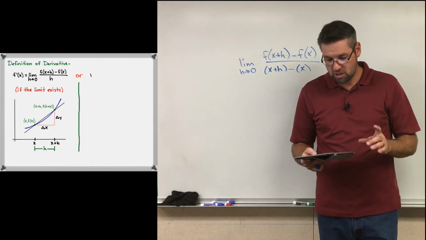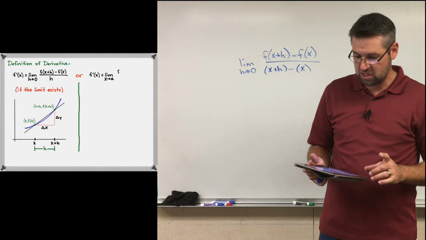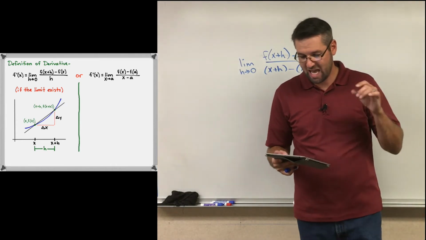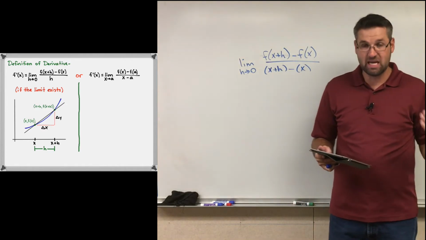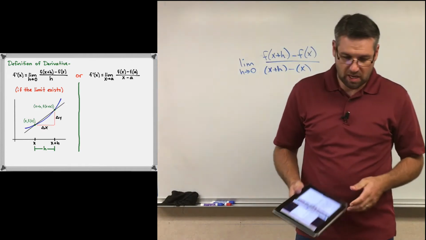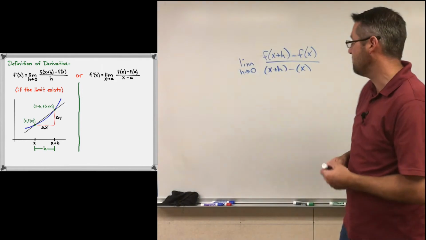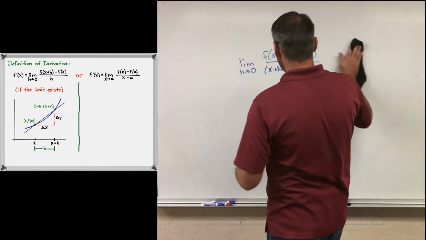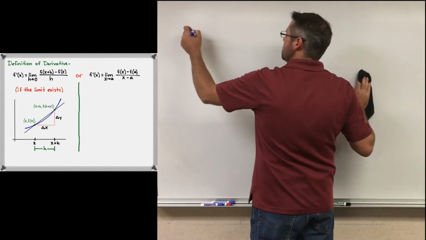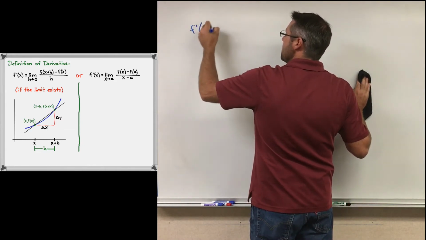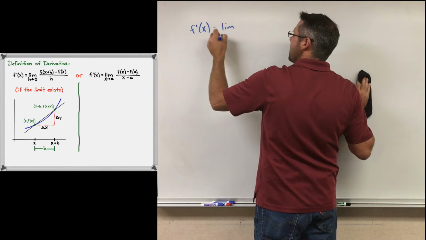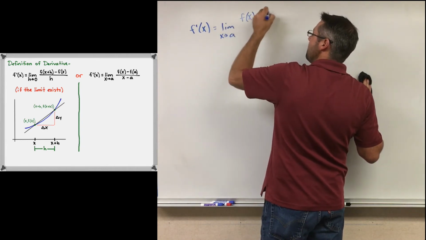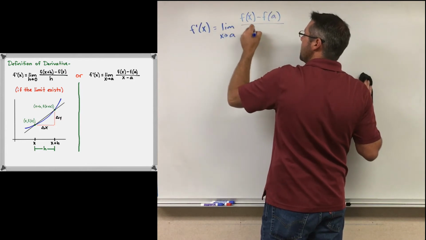Now, an alternate definition is this. F prime of x is equal to the limit as x approaches a of f of x minus f of a over x minus a. So I'm going to take a second to kind of develop this guy. This is one definition of it. The other definition is that f prime of x is equal to the limit as x approaches a of f of x minus f of a all over x minus a.